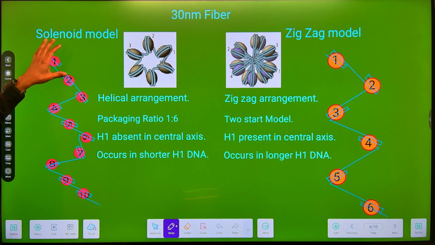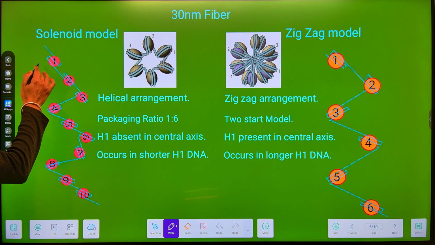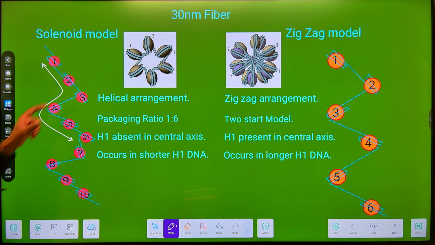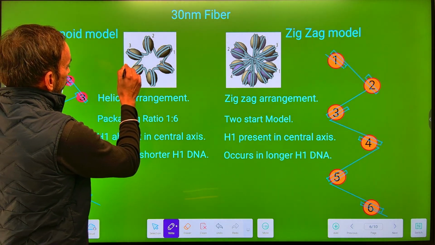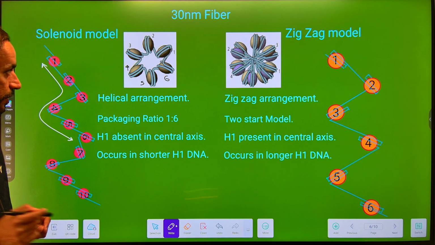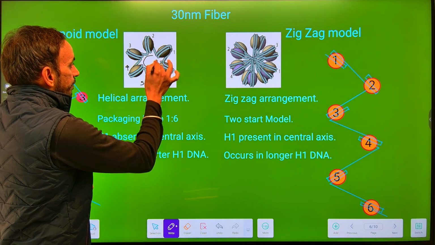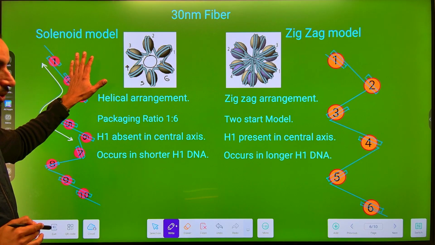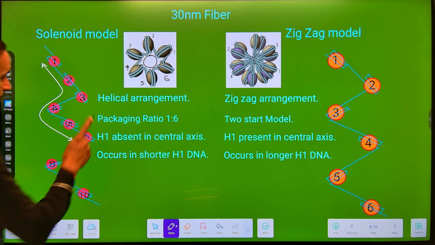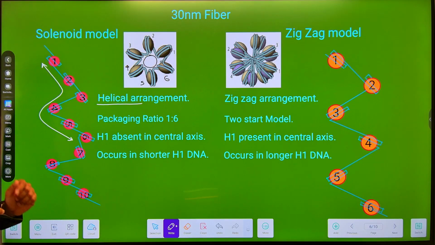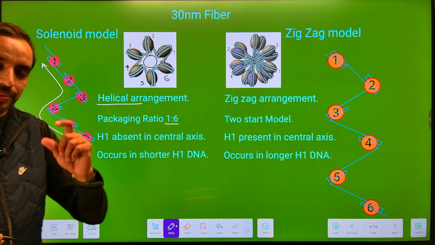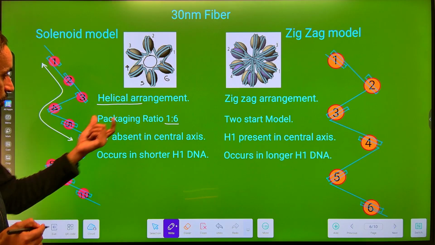What are the differences? In case of the solenoid model, as we already discussed, there is an arrangement of 6 nucleosomes in a helical structure that leads to the formation of a solenoid-like structure which is hollow from the center. Okay, that is why we call it a solenoid model. Here there is a helical arrangement of nucleosomes. The packaging ratio is 1:6, meaning we have 6 nucleosomes in one helix.